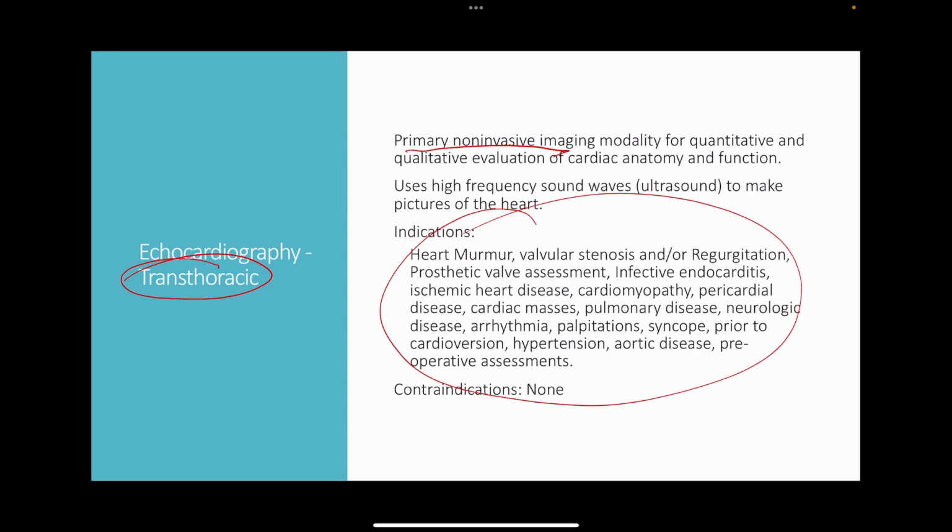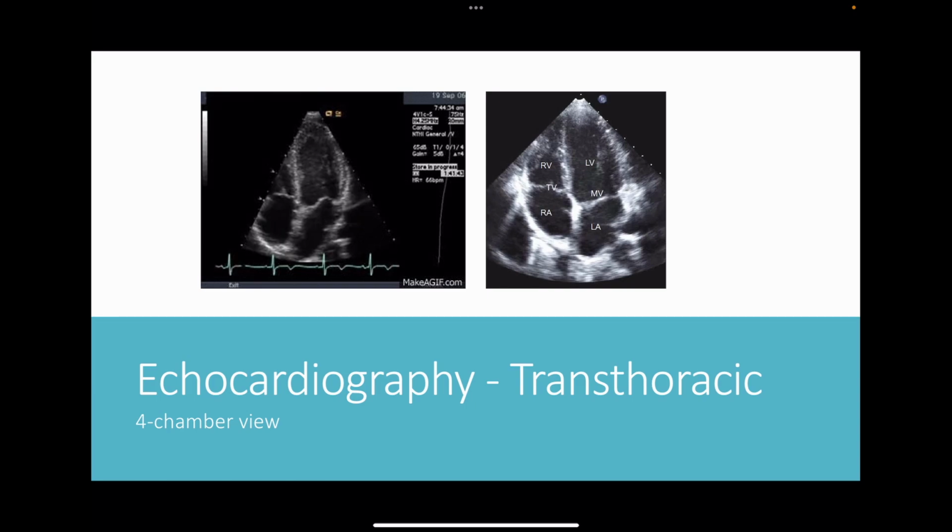These are all your indications. Any type of murmur, structural problem, you want to see what's going on. The echo is the first thing you're going to do. Contraindications, none. Okay, as long as they can lay down on the bed, they can get an echo done, no problem. That's what it looks like.